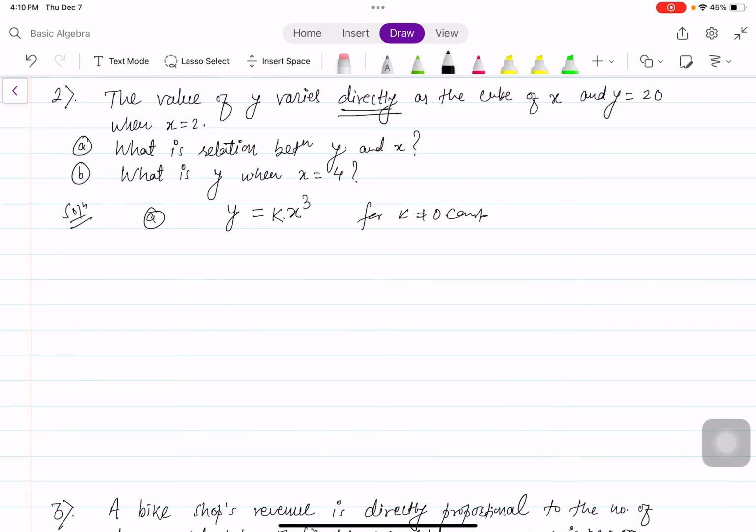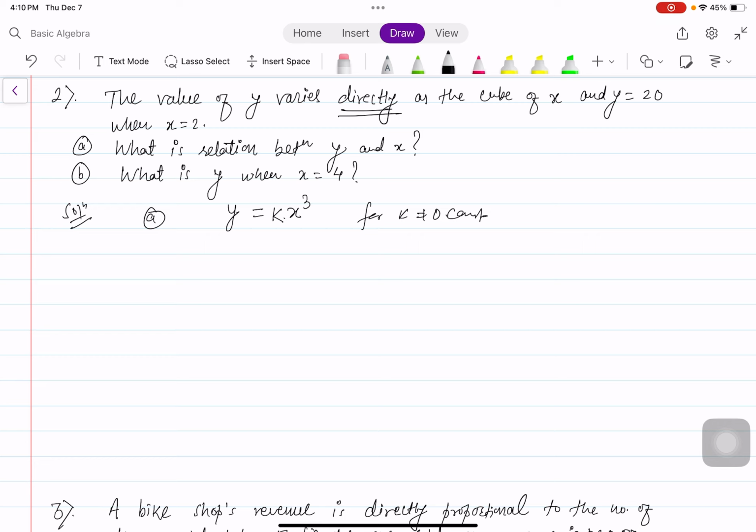What is the relation? This is the relation between y and x. But this is not a complete relation because we don't know what k is. So first we will find k, and that will give us a complete relation between x and y. What else are we given?